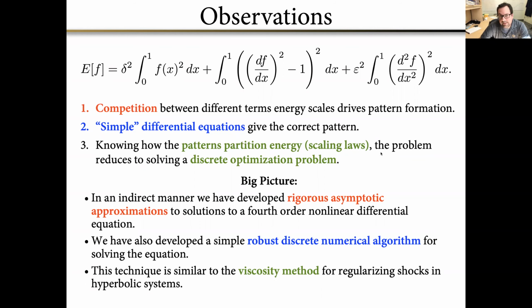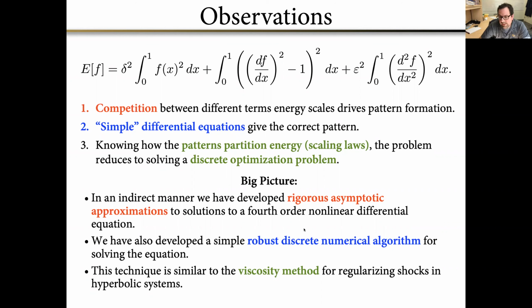That's one of the keys: this energy by itself is very hard to directly minimize. But by appropriately computing the gamma limit, we get easier functionals to analyze. The big picture of what we're doing is that we have developed rigorous asymptotic approximations to these fourth order nonlinear differential equations. This is not trivial. If you've worked with fourth order boundary value problems, they have biharmonic terms. You don't have a maximum principle. A lot of the typical analytical tools aren't there to help us.